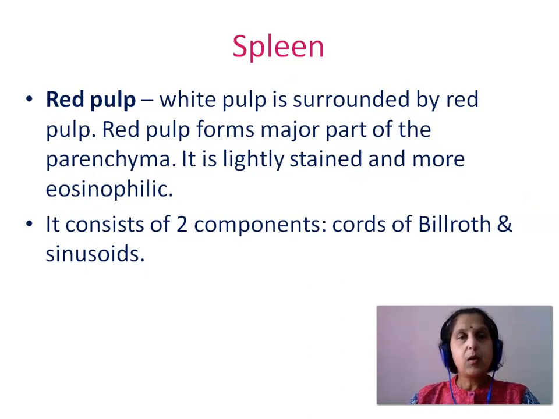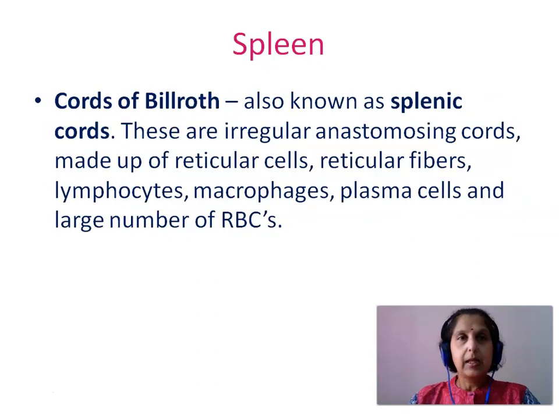Red pulp. White pulp is surrounded by red pulp. Red pulp forms major part of the parenchyma. It is lightly stained and more eosinophilic. It consists of two components, cords of Billroth and sinusoids. Cords of Billroth, also known as splenic cords. These are irregular anastomosing cords made up of reticular cells, reticular fibers, lymphocytes, macrophages, plasma cells, and a large number of RBCs.